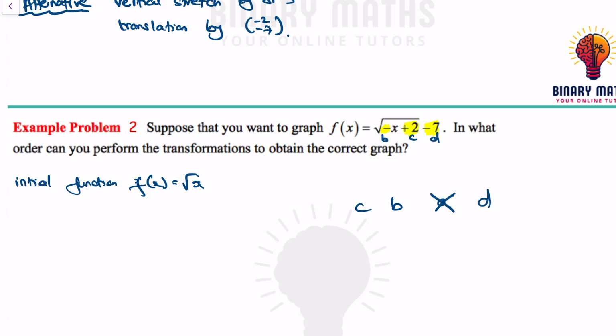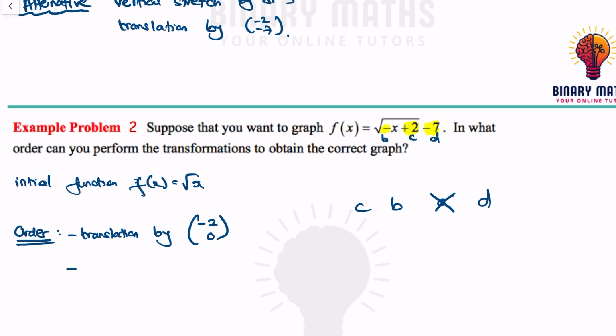So remember, we're looking at CBAD. Then we don't have the A in this case. So the first thing we need to do is C. So order: do C first. What does C do? It's a translation in the x direction. So translation by the opposite of 2, which is negative 2. So translation by negative 2, 0.